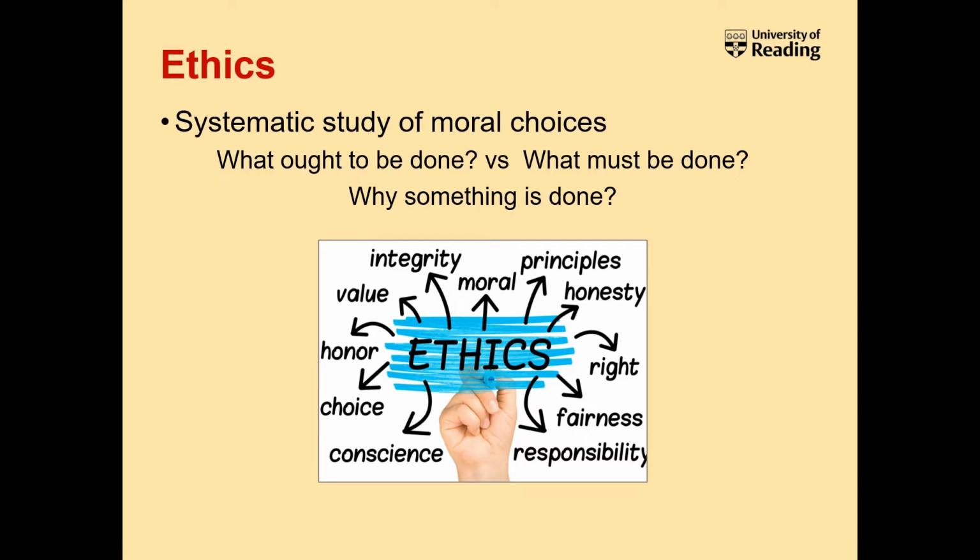So hopefully that was a useful little summary for you. Ethics really can be described as a systematic study of moral choices. So this could be phrased in what ought to be done versus what must be done. So what must be done would be according to rules or laws. What ought to be done is really looking more at the moralistic side of things. We also want to think about why something is done when we're thinking about ethics.